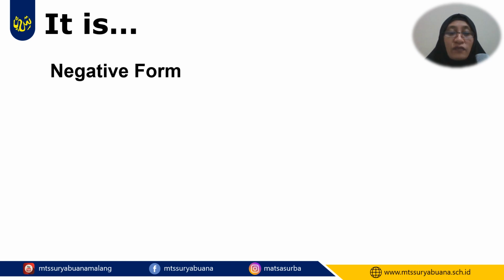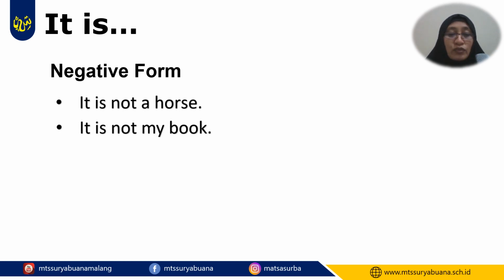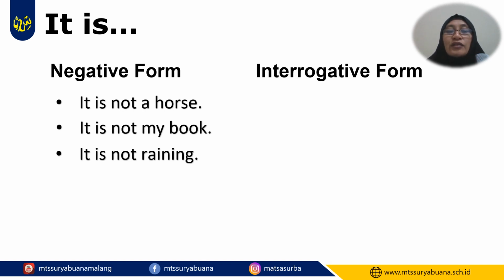To make negative form, we can add not. It is not a horse. It is not my book. It is not raining. And to make the sentence into interrogative or question, we can switch the place of is and it. Okay, so in the positive form, we say it is a horse. And in the interrogative form, we say is it a horse? And don't forget to put the question mark.